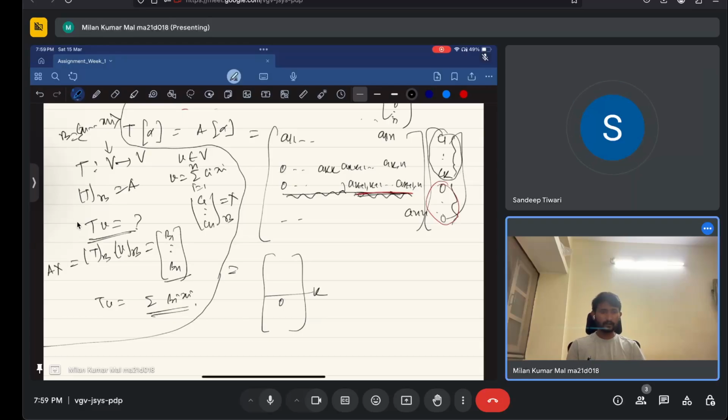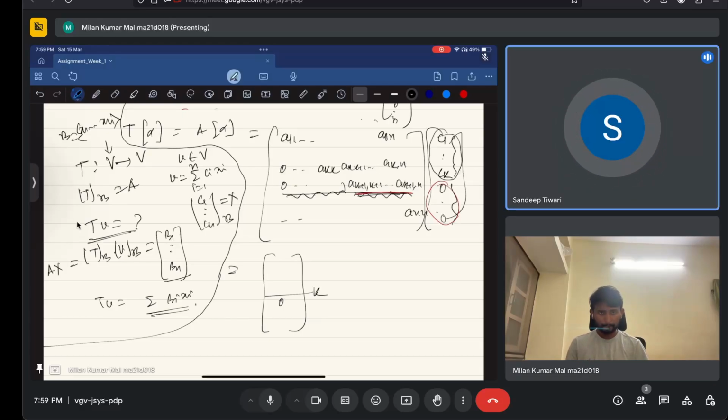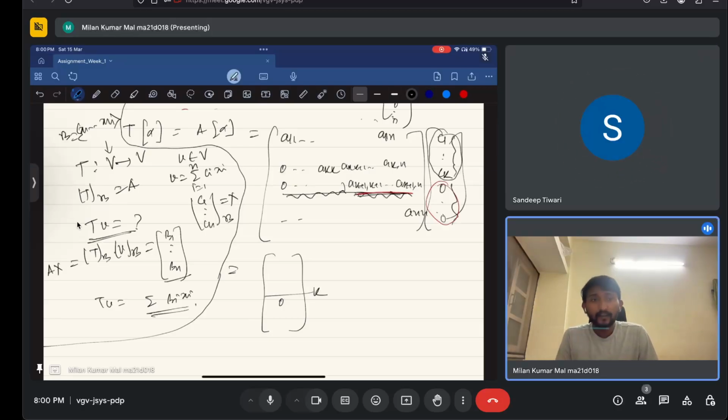This is very standard. This is the case where if we write A in terms of the standard basis, then we can write Tx equals Ax. Right. In standard basis, I mean, if I take beta as the standard basis, then Tx equals Ax.